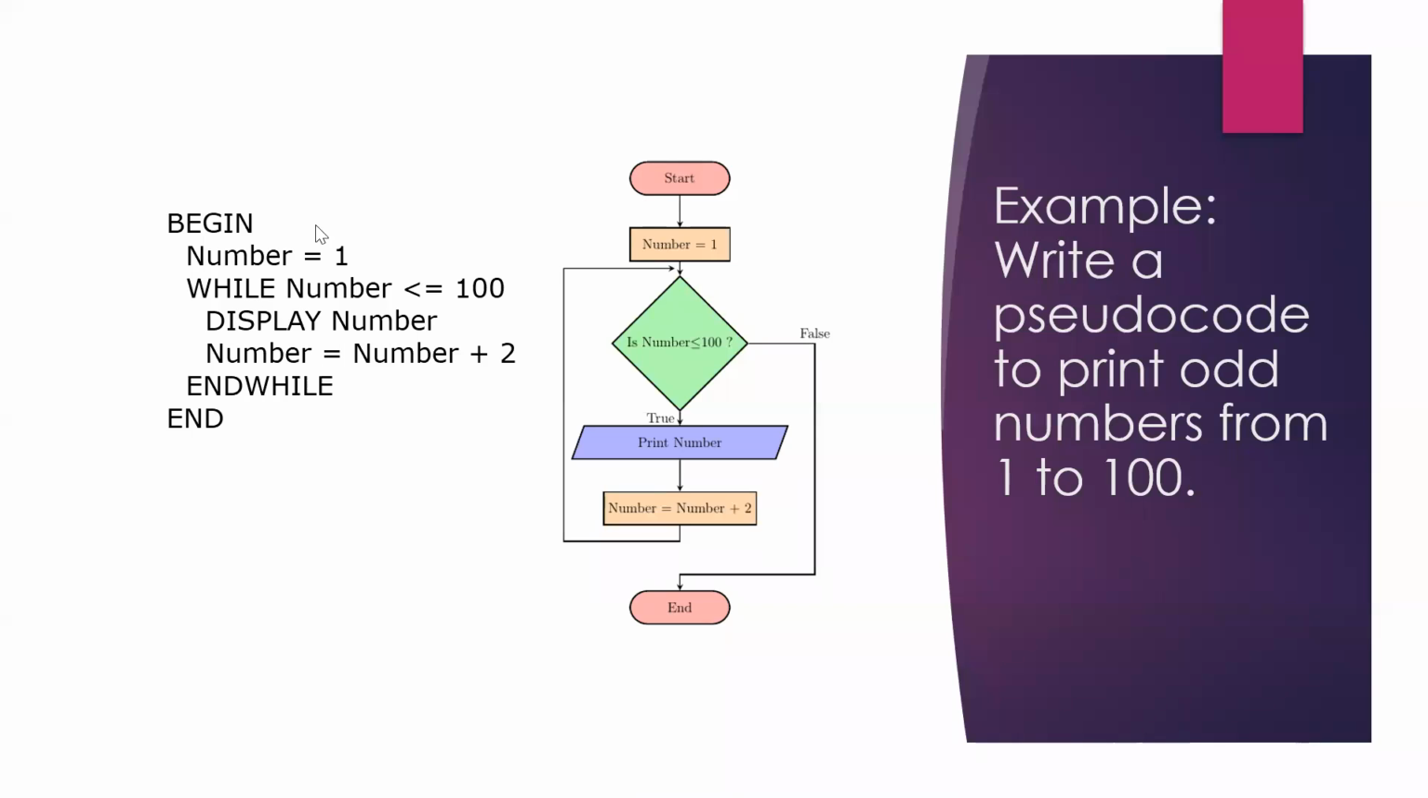So in this one, we start with begin, number equals 1. Then we have the repetition. So to represent repetition, we have while, condition is number less than or equal to 100. Then you display the number, then number equals number plus 2, then you go up, that means end while. If it is false, then you'll come out from the loop.